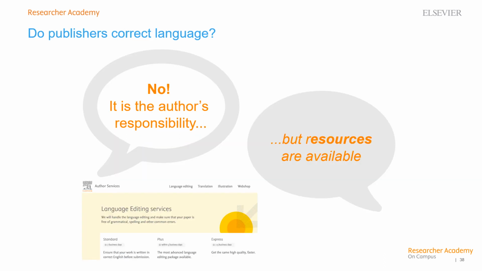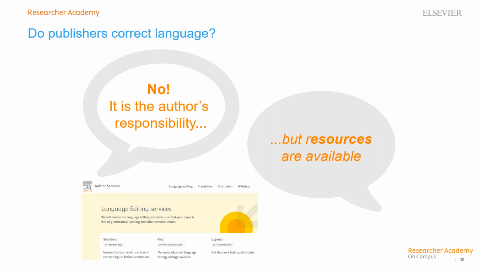Often, authors assume that the publisher will correct the language of their manuscript after it has been accepted, but actually this is not the case. It is the author's responsibility to make sure a paper is in the best form possible when they submit. Although publishers don't correct language, they do often provide resources for authors who are less familiar with the conventions of international journals. Please check your publisher's website for more information.